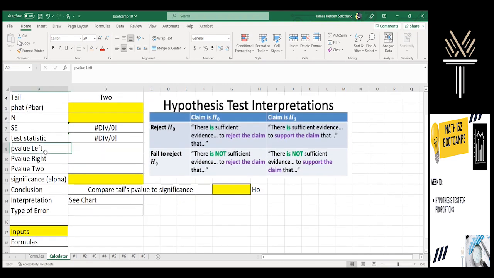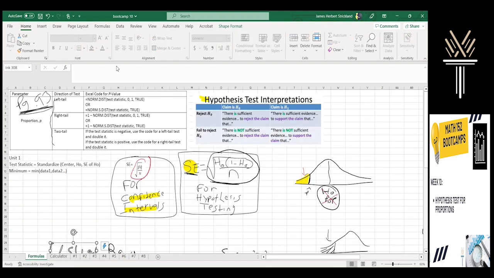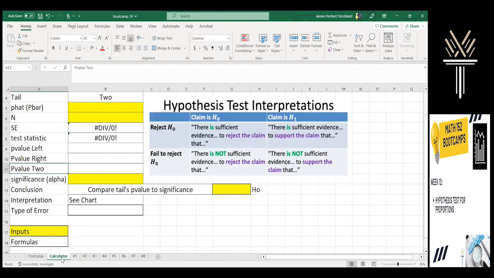And now we're ready for our probabilistic values, our p-values. We have a left, we have a right, and 2. And right here in these boxes, they tell you exactly how to calculate them. NORM.DIST, 1 minus NORM.DIST, and then essentially double the smaller of the 2 calculations. So NORM.DIST of our sampled z-score, that test statistic, given 0, given 1, given true.